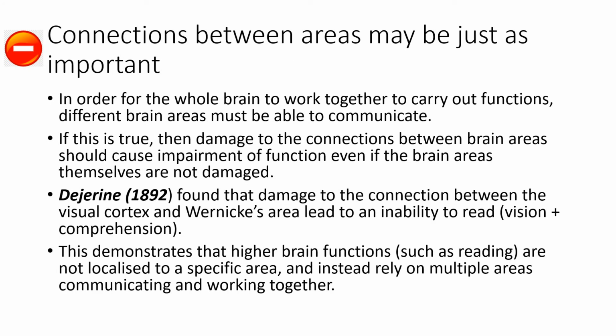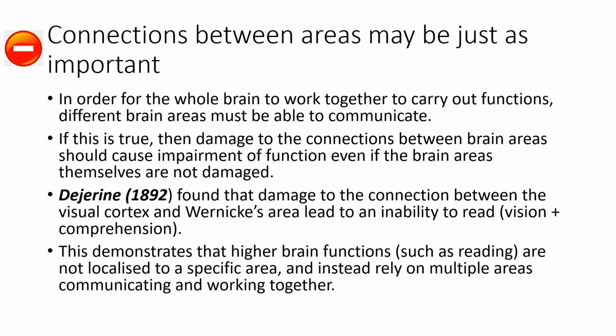And finally, connections between different brain areas might actually be just as important, if not more important, than those areas themselves. So in order for the whole brain to work together to carry out functions, as equipotentiality theory suggests, those areas must be able to communicate with one another. Now, if this is true, then damage to the connections between brain areas should cause impairment of function, even if those brain areas themselves are not damaged.